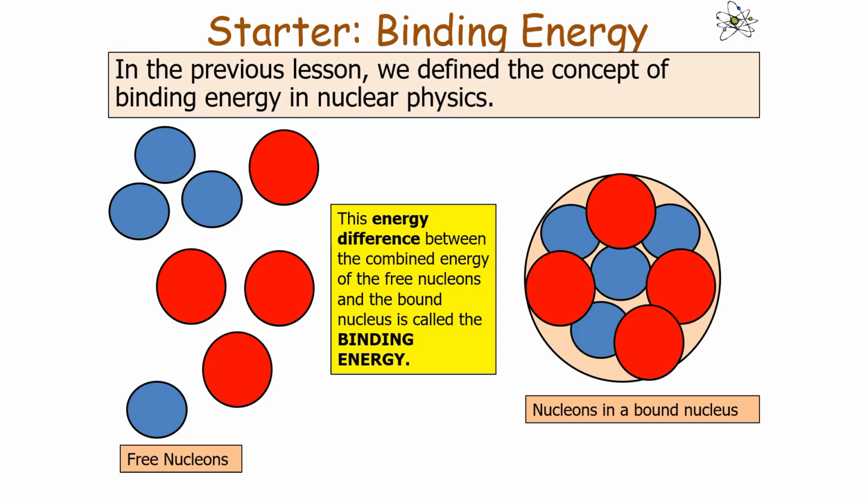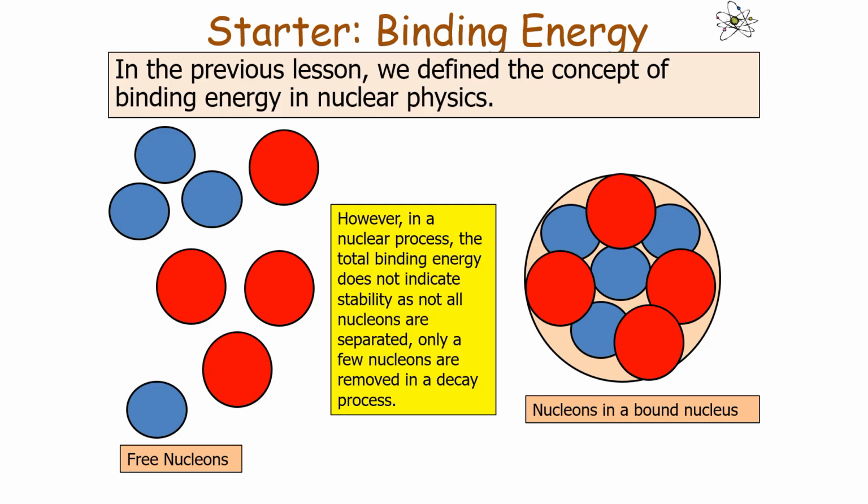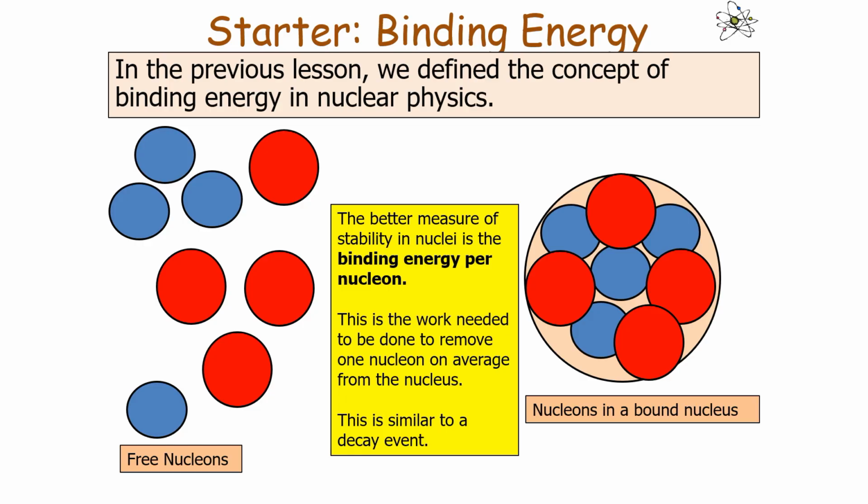This energy difference between the combined energy of the free nucleons and the bound nucleus is called the binding energy. So the binding energy is the work done to overcome the strong interaction attraction between all the nucleons in a nucleus. It is the energy needed to separate all of the nucleons in a nucleus into separate nucleons. However, in a nuclear process, the total binding energy does not indicate stability, as not all nucleons are separated. Only a few nucleons are removed in the decay process. So a better measure of stability in nuclei is the binding energy per nucleon, which is the work done needed to remove one nucleon on average from the nucleus, which is similar to a decay event.